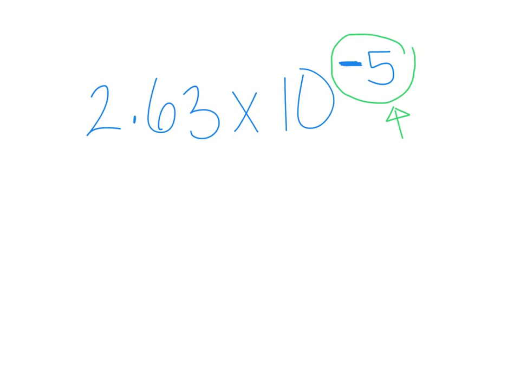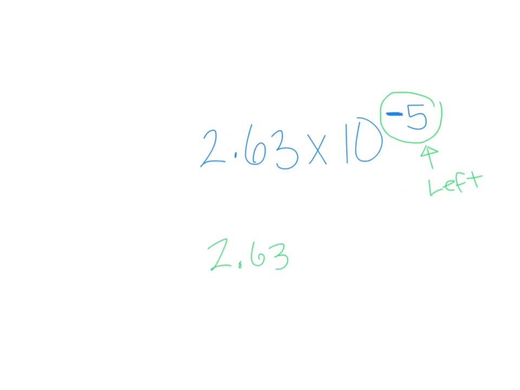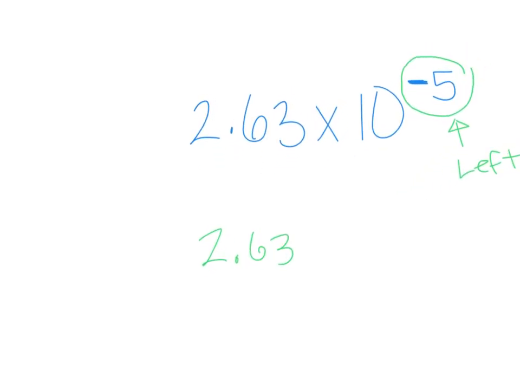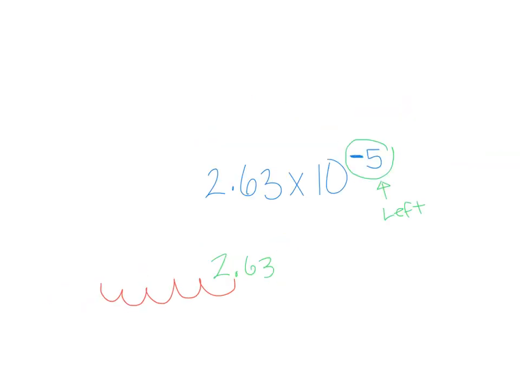So if our original number was less than 1, we know we need to move the decimal point to the left in order to get a number less than 1. So I'm going to rewrite my number and I'm going to move my decimal point to the left 5 times. So I have 1, 2, 3, 4, 5. I move my decimal 5 times to the left.